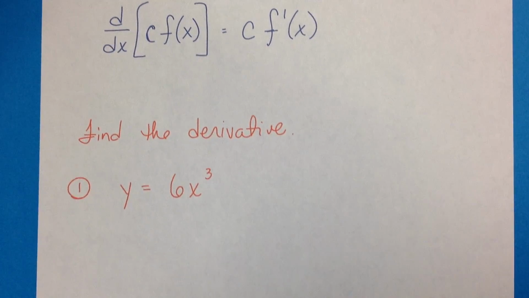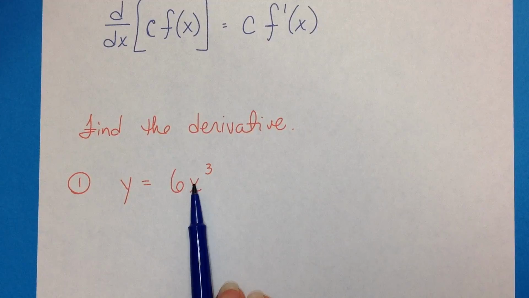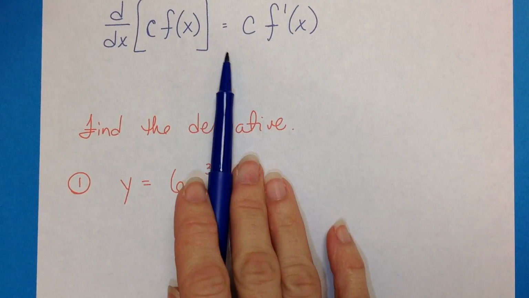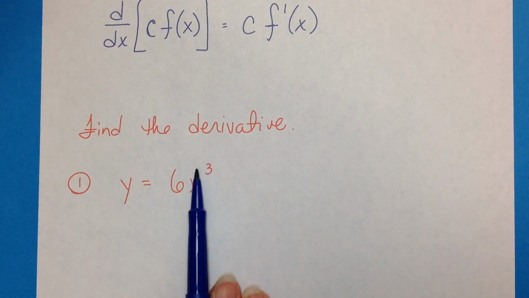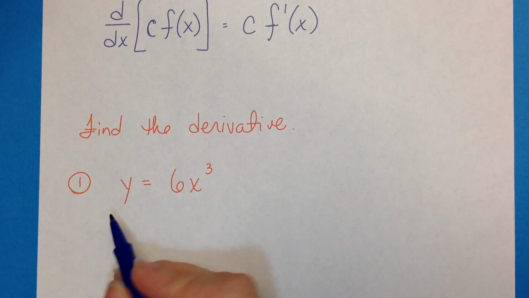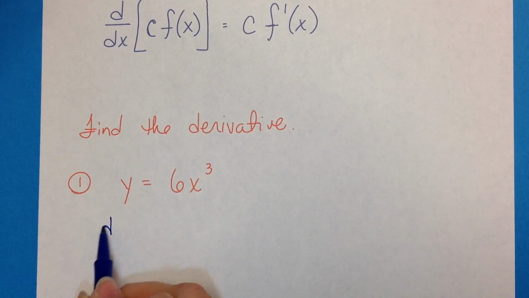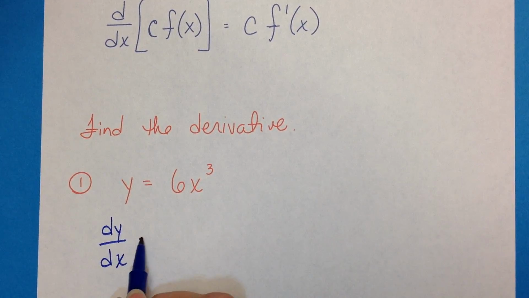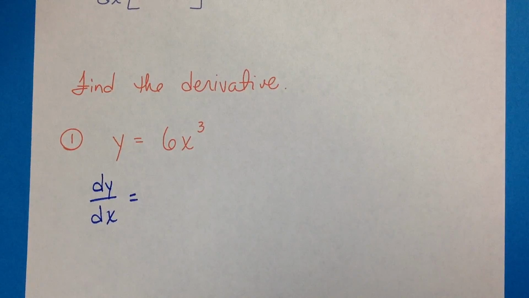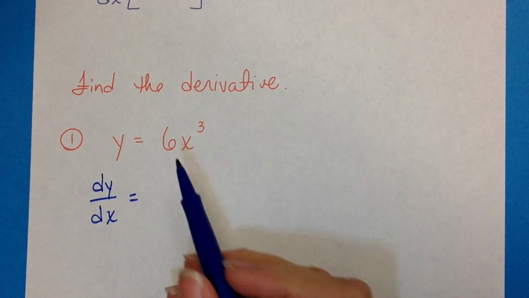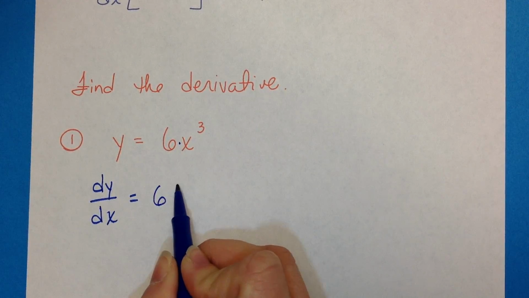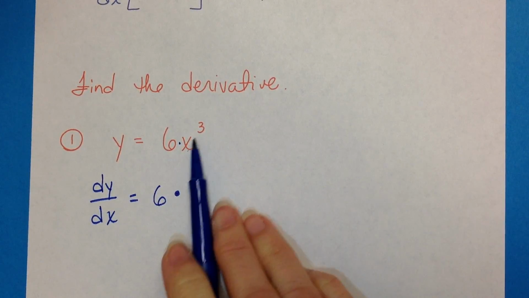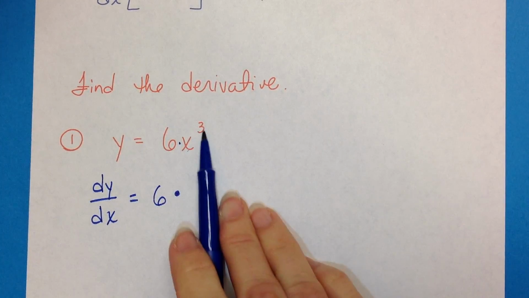Alright, so this first example, my function would be the x to the 3rd power. This is where you're going to use your power rule. So this constant multiple rule just tells me that I'm going to continue to multiply 6 times the derivative of this. Now you can stick to using y prime. I'm just going to do something different here. If you remember, dy dx is also a notation to stand for derivative. So since the 6 is being multiplied, you're just going to do 6 times the derivative of x to the 3rd.